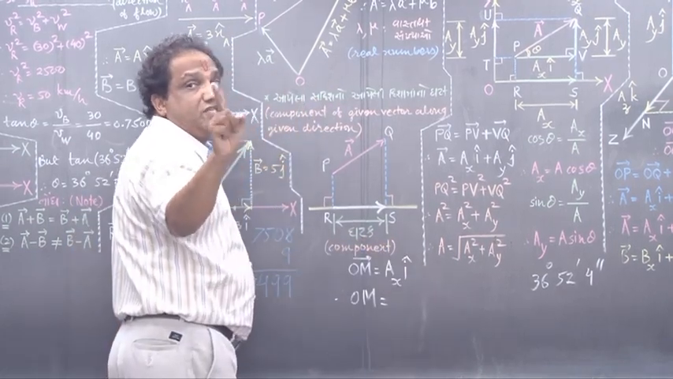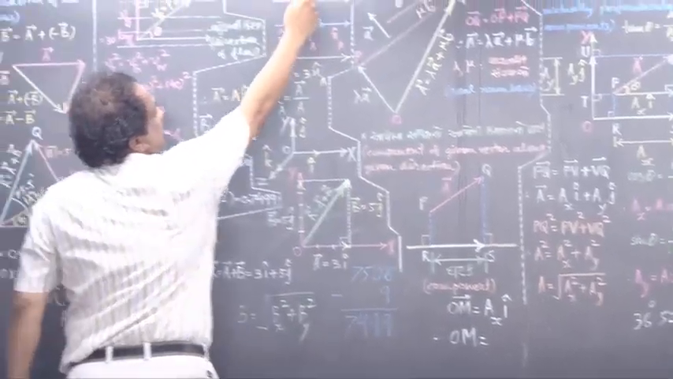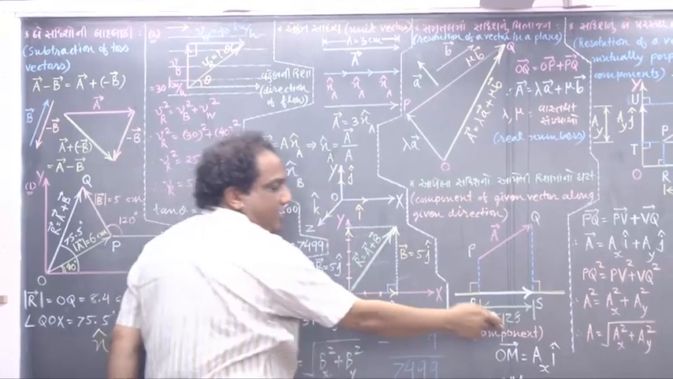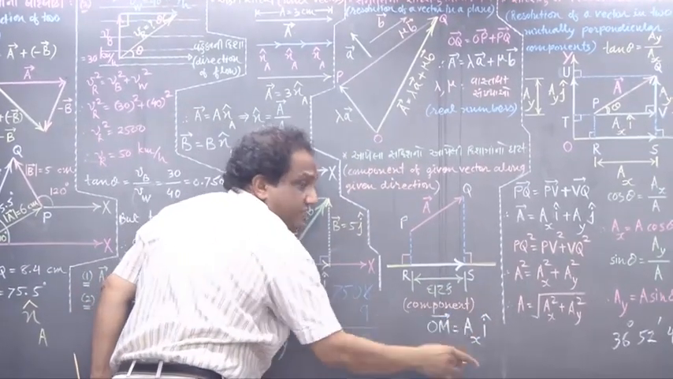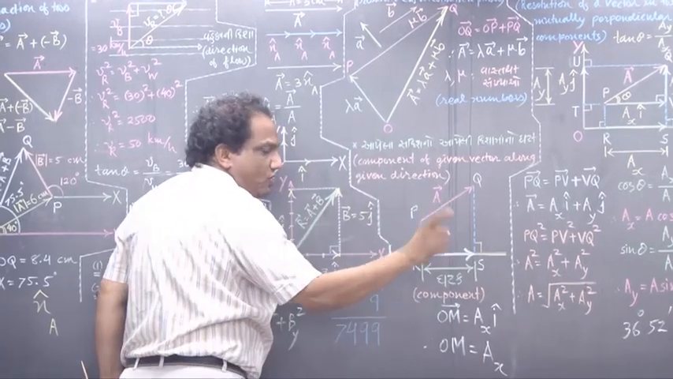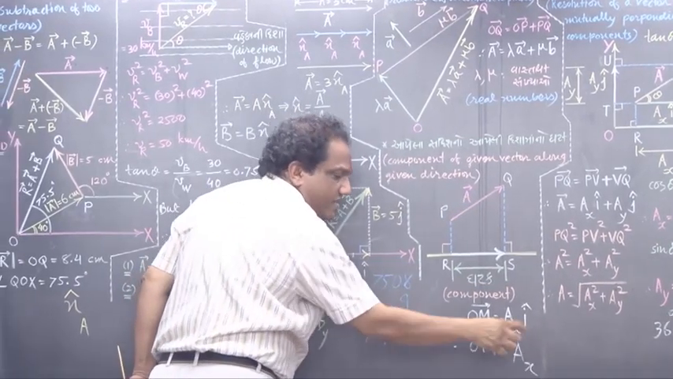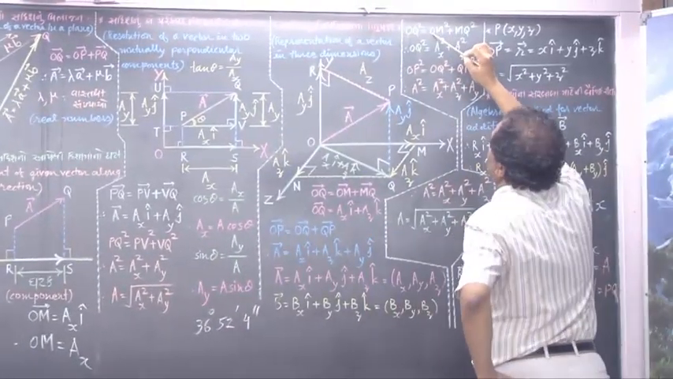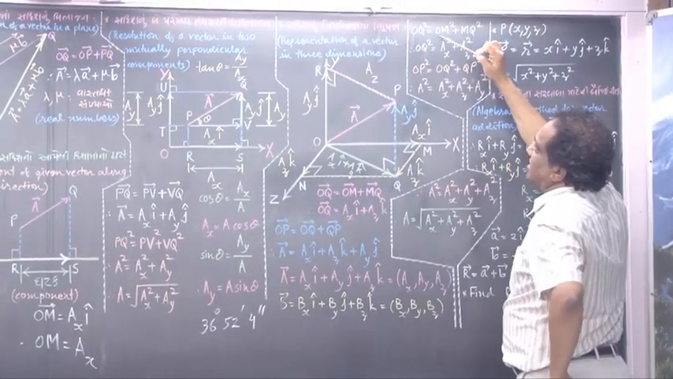Magnitude of a unit vector is 1. That's what is called a unit vector. I hat is a unit vector; its magnitude is 1. 1 into x, that is AX. So whenever I am talking about distance OM, you must say AX. So what is distance OM? Distance OM is AX. So this is AX square.